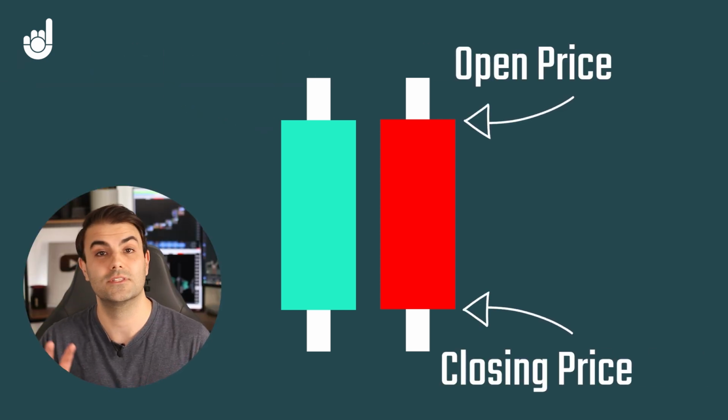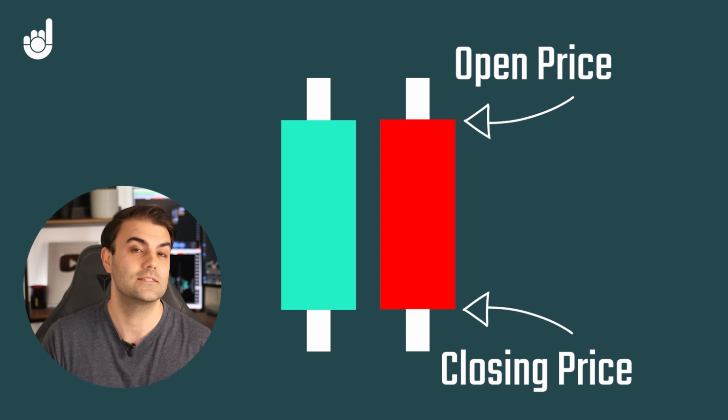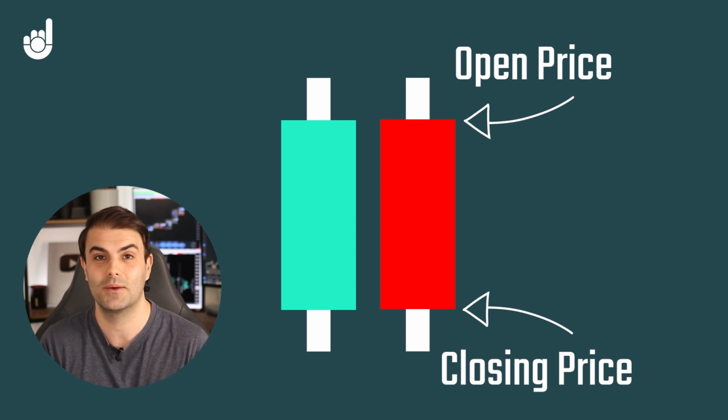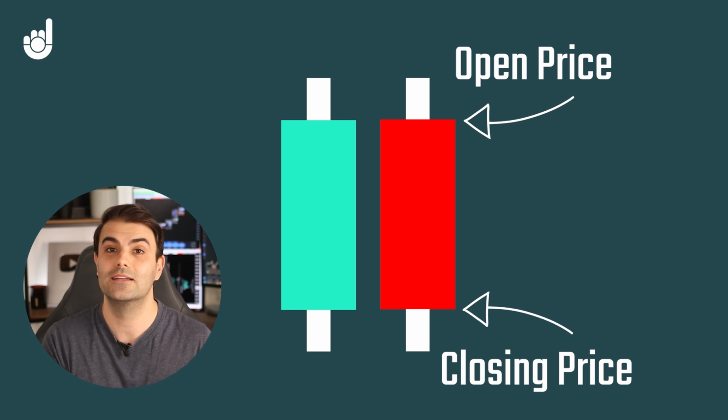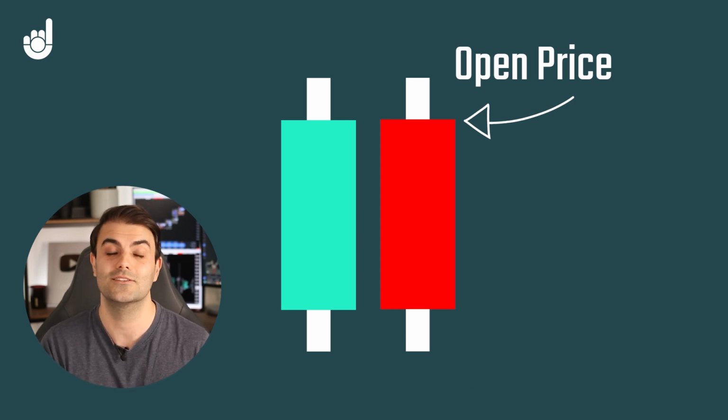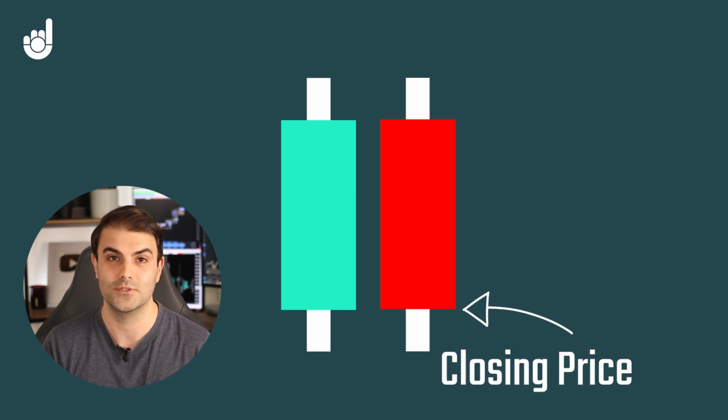Now, a bearish move is the opposite. The closing price is lower than the opening price. So the price went down since the start of that period. So since this candle is red, we know that it was a bearish move. Therefore, this is the opening price and this is the closing price.